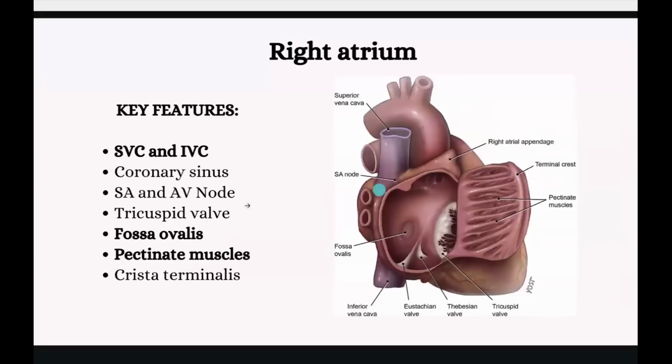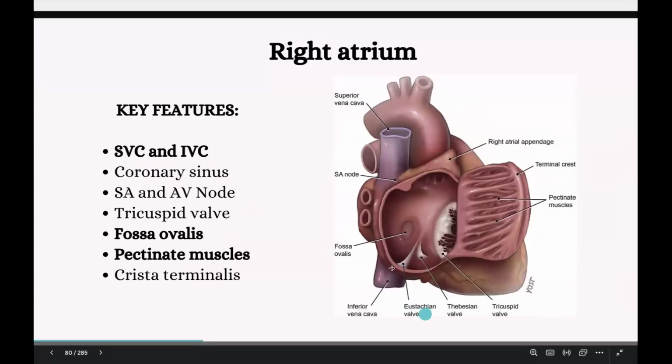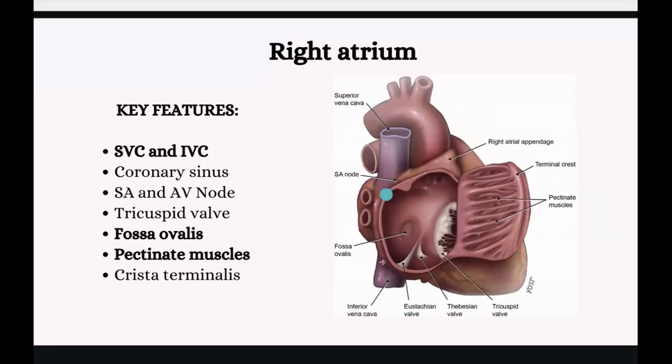So let's look at the features of the right atrium. So first you have obviously the SVC and IVC, as we said, because it receives blood from them. So we're going to have the SVC and the IVC. And this is the valve for the IVC. It's called the Eustachian valve. And then here is the superior vena cava opening and the inferior vena cava opening. You also have the SA node here.